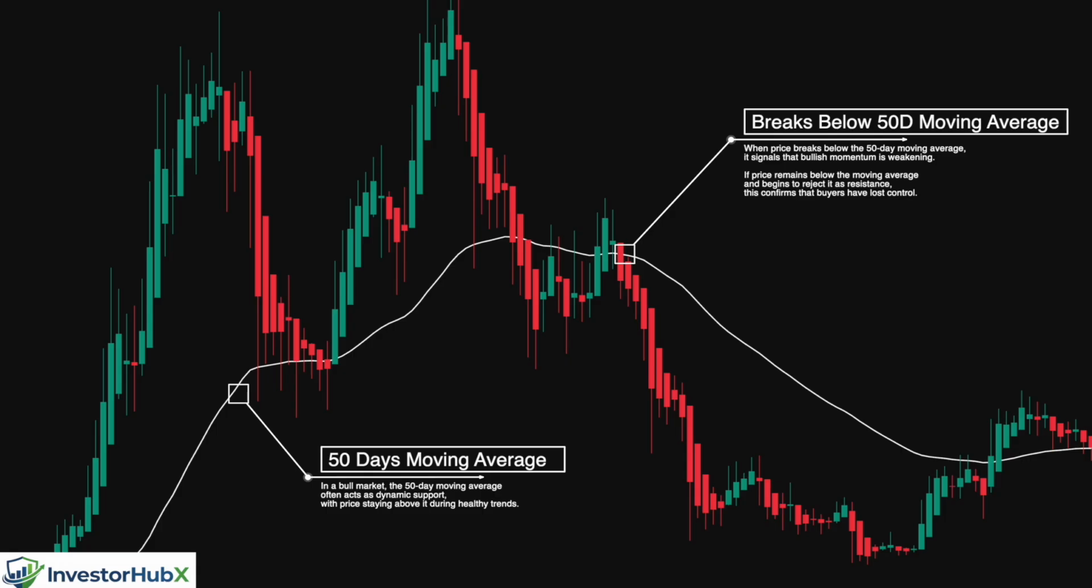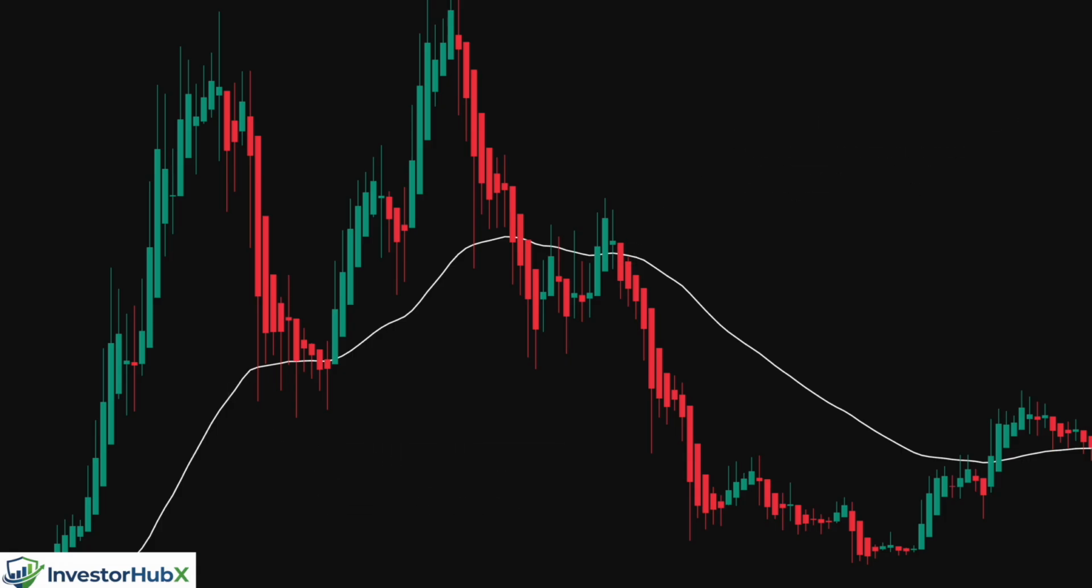If price remains below the moving average and begins to reject it as resistance, this confirms that buyers have lost control. Moving on, let's talk about how to identify the bear market.